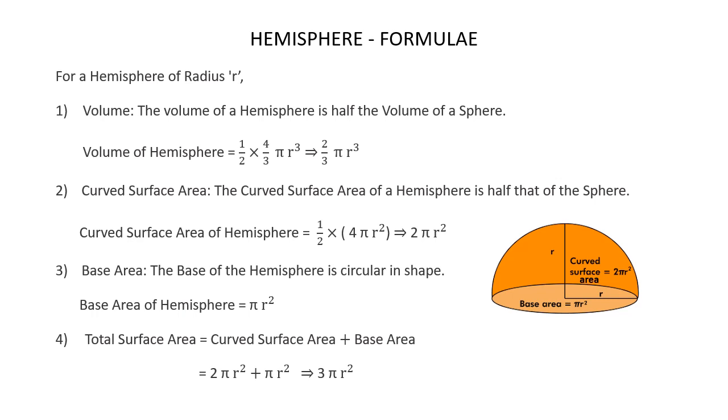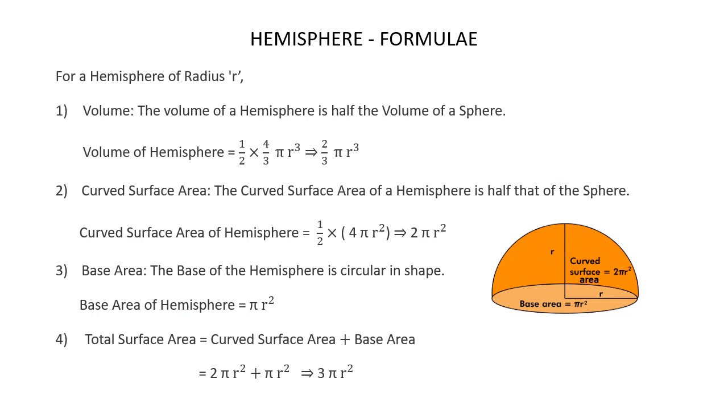Let's now look at the formula for the curved surface area of the hemisphere. Now the curved surface area of a hemisphere is half that of the sphere. Now we know that the curved surface area of a sphere is equal to 4 pi r squared. So the curved surface area of a hemisphere would be equal to half of 4 pi r squared, which is nothing but 2 pi r squared. So the curved surface area of a hemisphere is equal to 2 pi r squared.